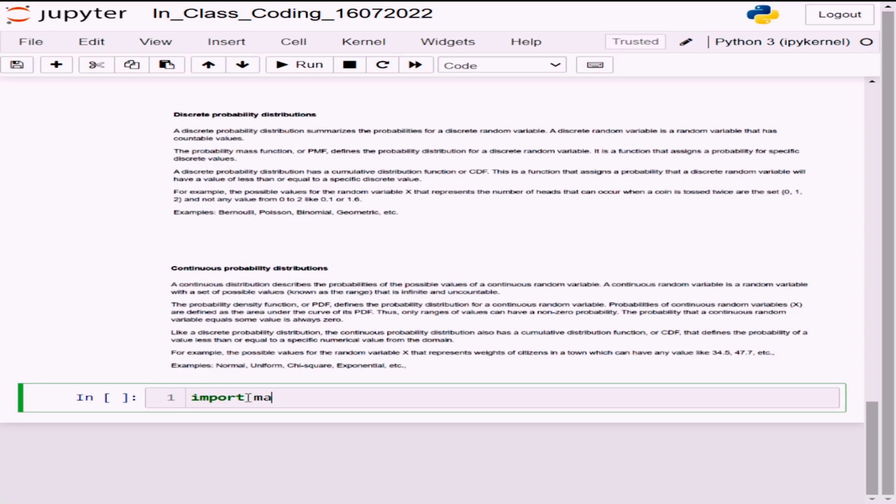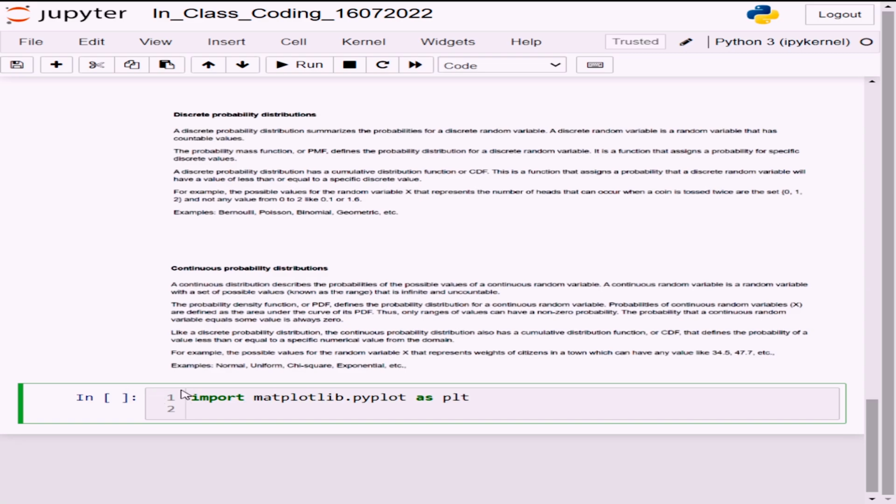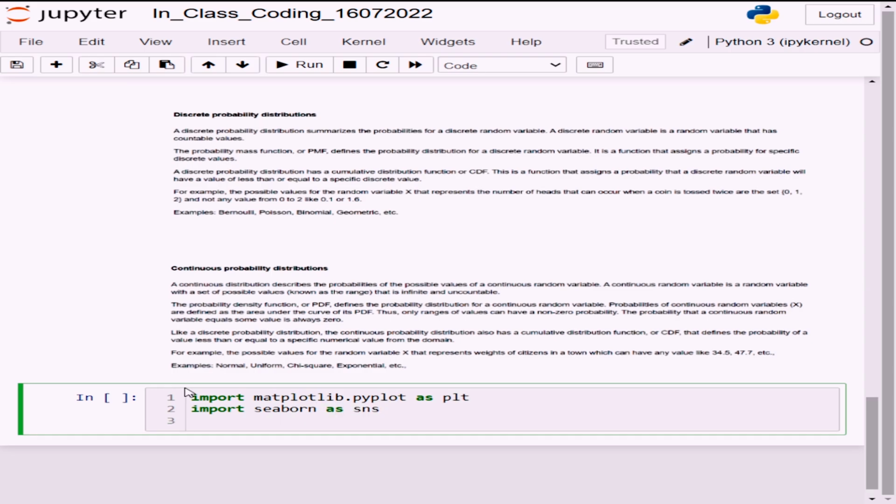Import matplotlib dot pyplot as plt. I'm also going to import Seaborn. All right, and this is done. Okay, let's get to the math part.